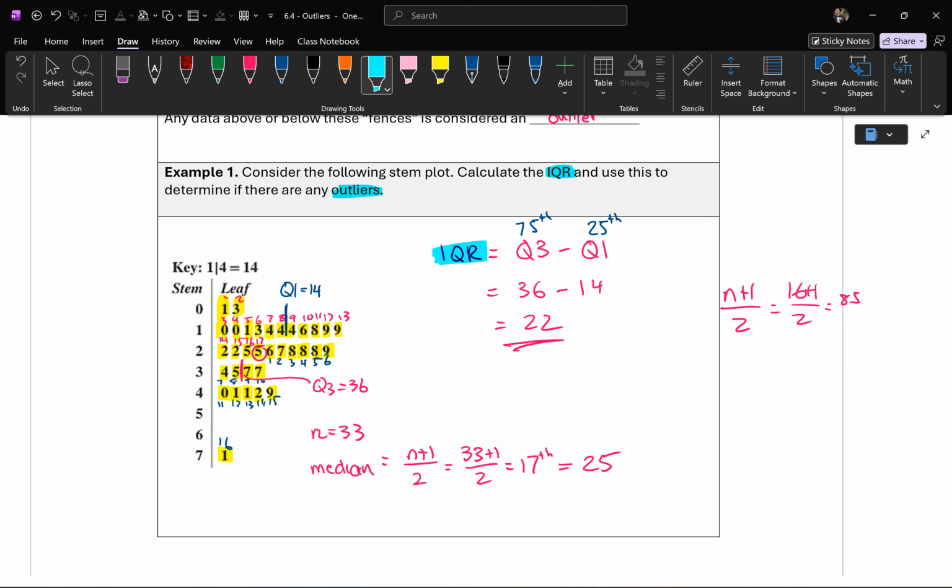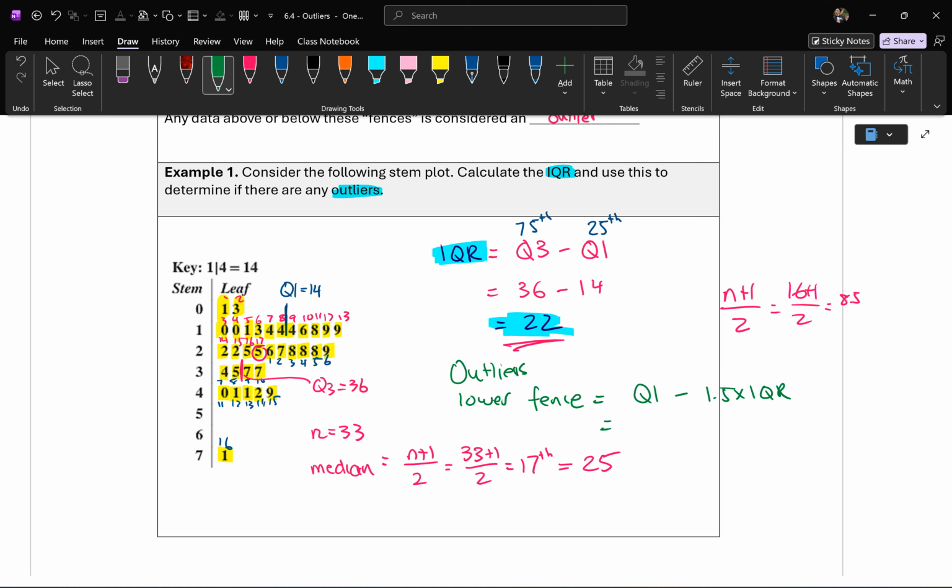All right, so IQR is now 22. Your goal is to find outliers. Outliers is when you have the two boundaries and any number passes those boundaries. So your lower fence and upper fence is what you need to calculate. So lower fence was Q1 take away 1.5 times IQR.